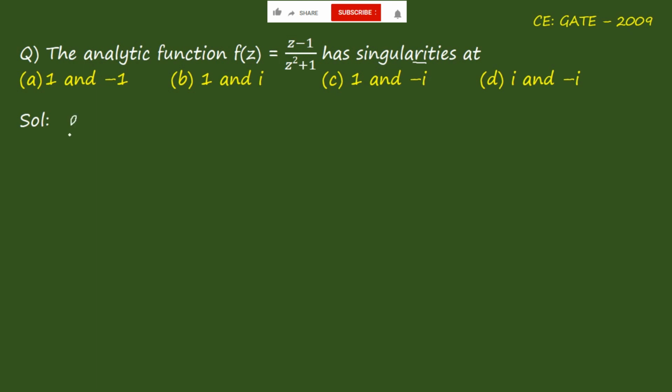So they have given that f of z is equal to (z minus 1) by (z square plus 1). When this particular term becomes 0, it is not defined. It becomes not analytic. So we can say that when z square plus 1 is equal to 0, then we get z equal to plus or minus root of minus 1, which is equal to plus or minus i. It becomes a singularity, poles. So you can see the options, it goes with option D.